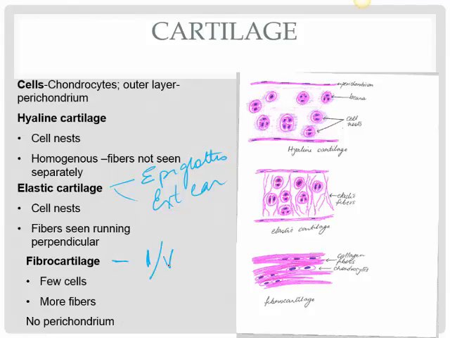It is seen in the intervertebral discs between your vertebrae. And you may have all heard of this meniscus. Have you heard of meniscus in your knee joint? You know, people always have meniscal tears. So the meniscus in the knee joint also is fibrocartilage. Regeneration very poor because no perichondrium.